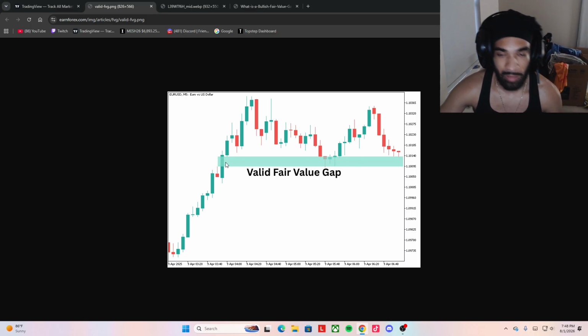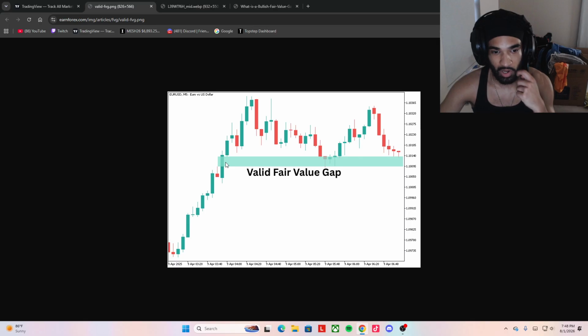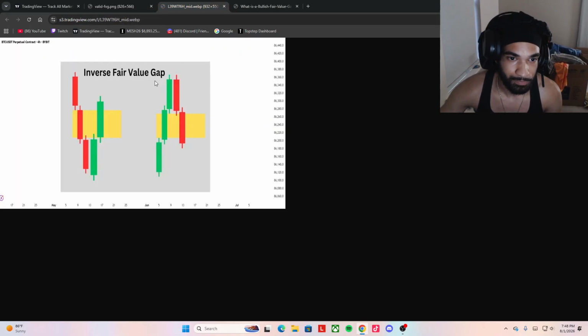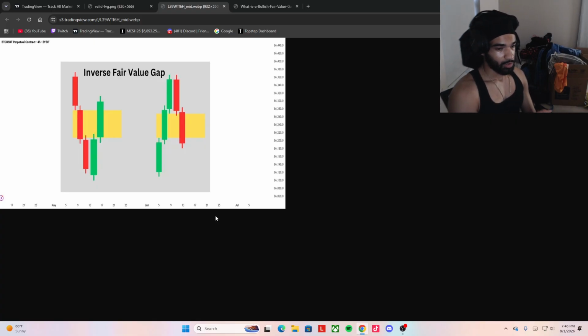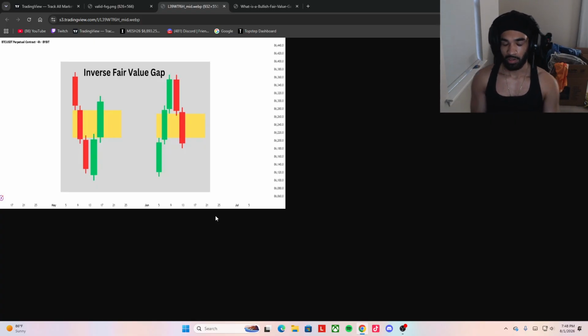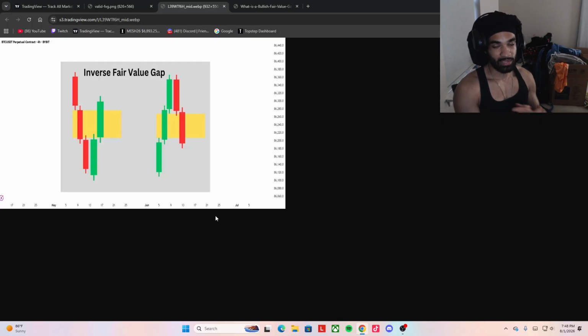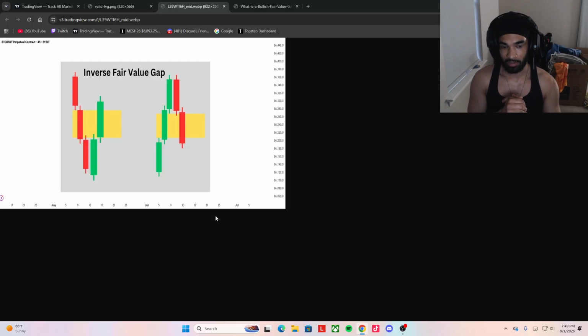It's just an imbalance in the market when we're making strong pushes up or down and we skip over a range, and we like to come back and retest it and just keep going. Or sometimes this will happen. This is what we call an inverse fair value gap. An inverse fair value gap, like with a breaking structure, could indicate a reversal.